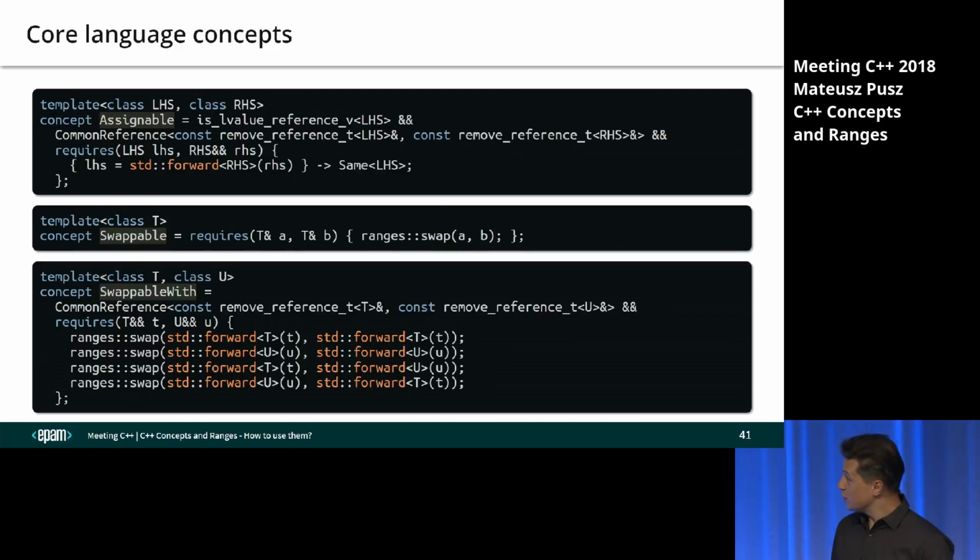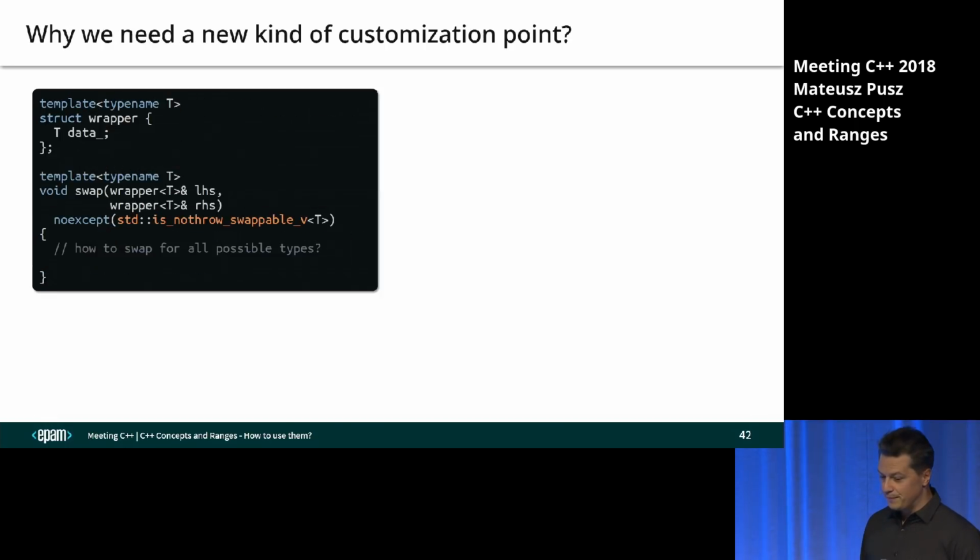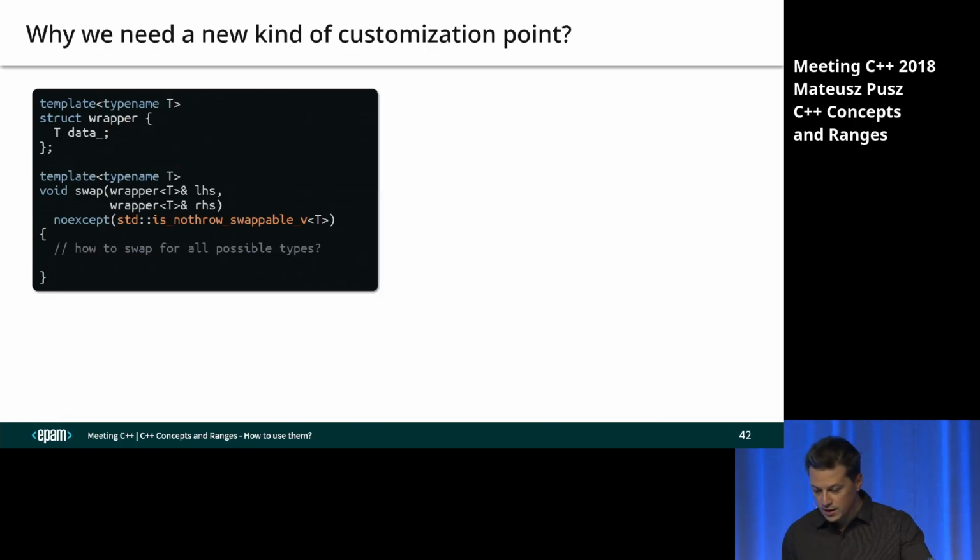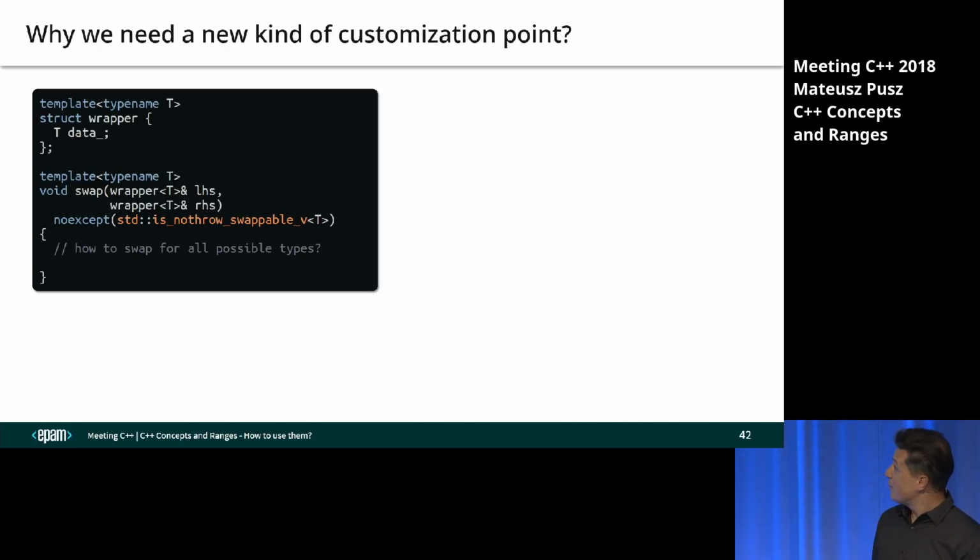Swappable with means that we can swap two types with each other or with itself. But talking about the new customization points, why do we need them? Let's assume that we have a wrapper that just stores some data, and we want to provide swap for every T that this wrapper holds. How are we doing this?